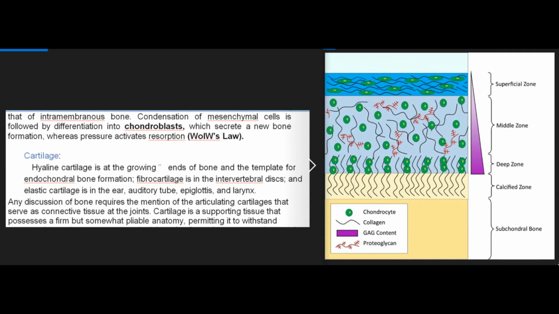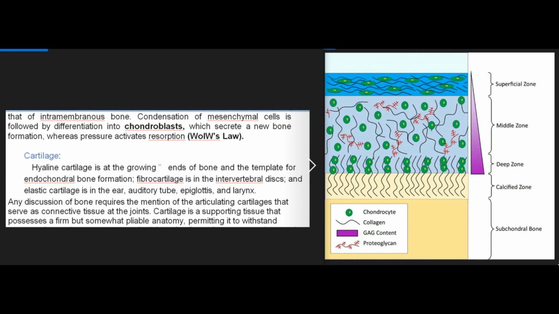Condensation of mesenchymal cells is followed by differentiation into chondroblasts, which secrete the cartilage matrix. Tension stimulates new bone formation, whereas pressure activates resorption, as described by Wolff's law. Hyaline cartilage is at the growing ends of bone and the template for endochondral bone formation, fibrocartilage is in the intervertebral discs, and elastic cartilage is in the ear, auditory tube, epiglottis, and larynx.